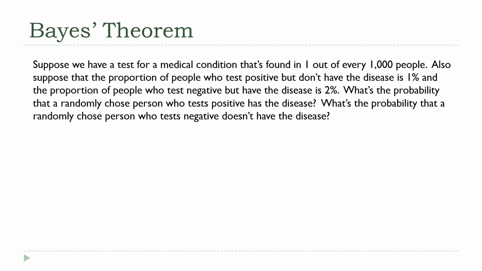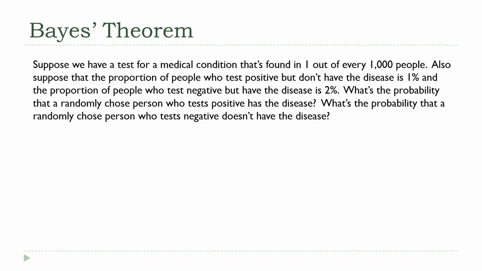And we know some things about the results. The proportion of people who test positive but don't have the disease, that's a false positive, is 1%. And the proportion of people who test negative but have the disease, that's a false negative, is 2%. What I want to know is: what's the probability that a randomly chosen person who tests positive has the disease, and what's the probability that a randomly chosen person who tests negative doesn't have the disease? In other words, I want to find the probabilities that the test gets it right.